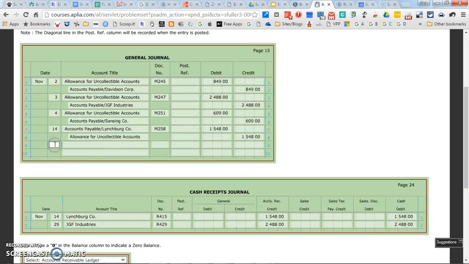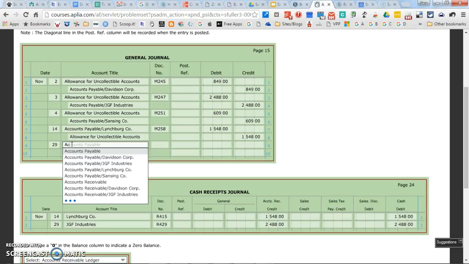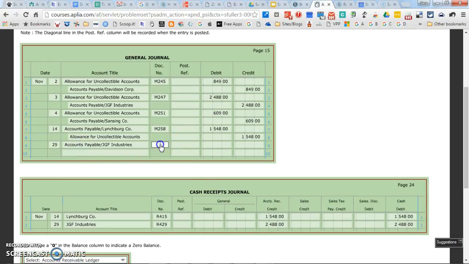Okay, then we'll go up here and do our general journal part. So our date is the 29th. Account title will be Accounts Payable, JGF Industries. Document number M261. A debit of $2,488. And our second line, allowance for uncollectible accounts, credit of $2,488.